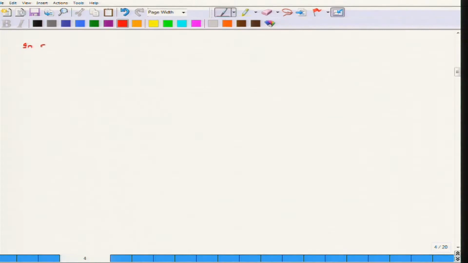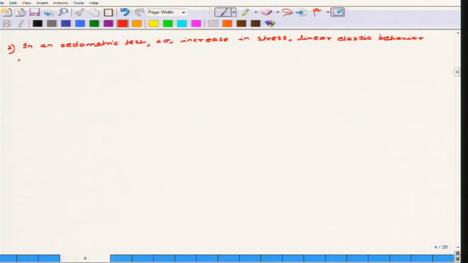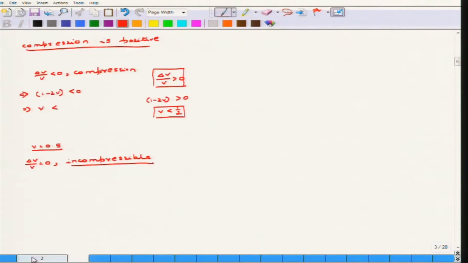Now, it is said that in an odometric test, for delta sigma V increase in stress, a linear elastic behavior is observed. So, it is clearly given that the linear elastic behavior holds, which means all the definitions that we said in the previous part are valid.